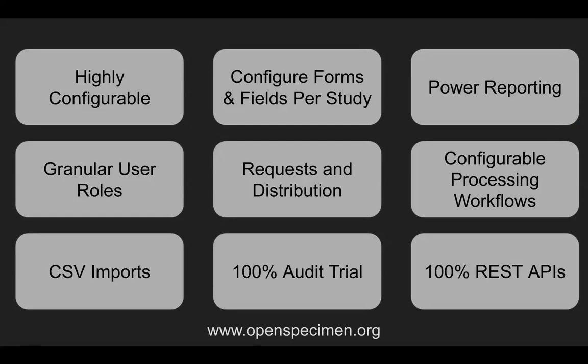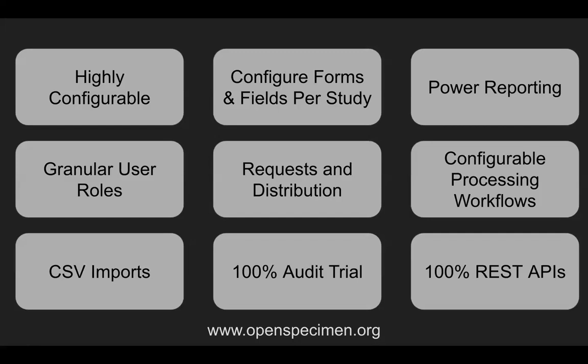Request distribution, I talked about. Configurable workflows, like I was talking earlier about serum processing, plasma processing. These kinds of workflows can be configured. CSV imports is where you can import CSV files into OpenSpecimen. For example, you have legacy data, or you are getting data from some instruments, or you want to do things in bulk. Pretty much every object in OpenSpecimen supports a CSV import.